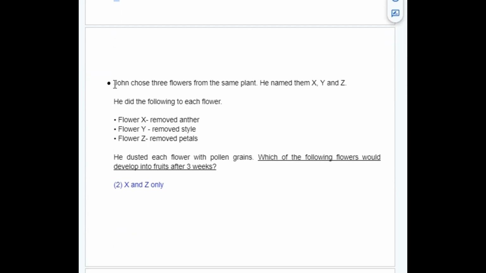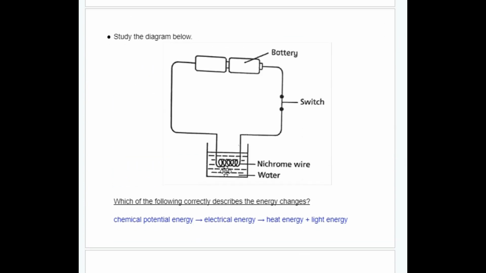John chose 3 flowers from the same plant. He named them X, Y, and Z. He did the following to each flower. Flower X, remove anther. Flower Y, remove style. Flower Z, remove petals. He dusted each flower with pollen grains. Which of the following flowers would develop into fruits after 3 weeks? 2. X and Z only.